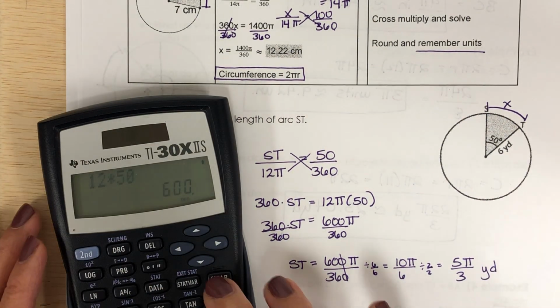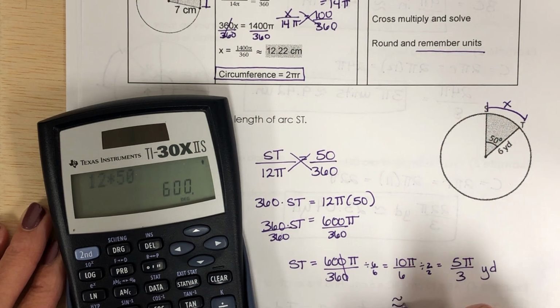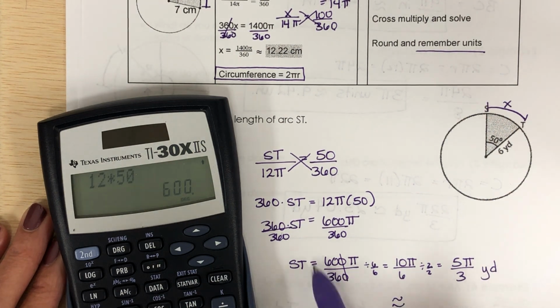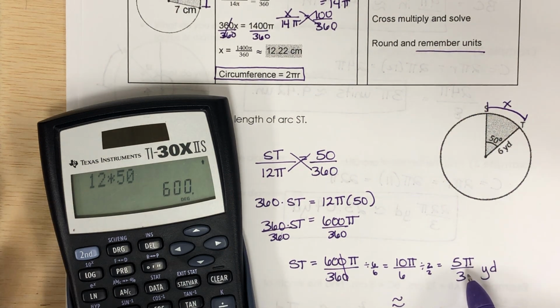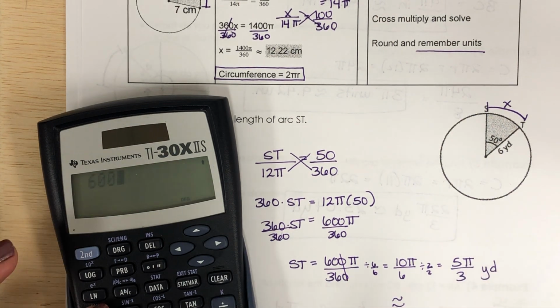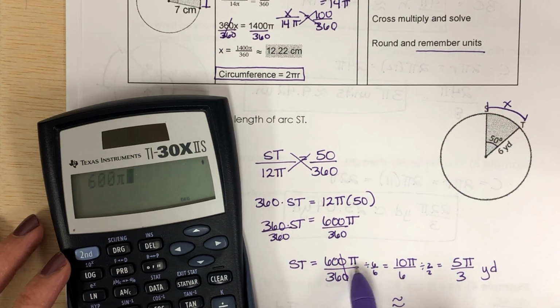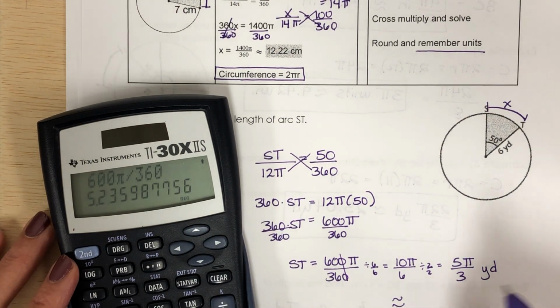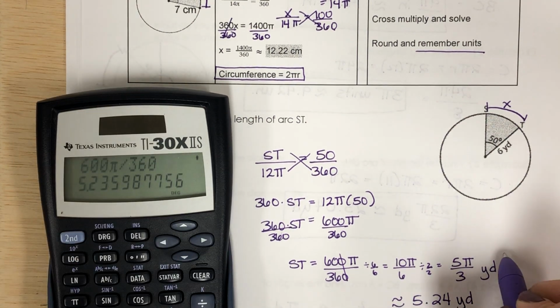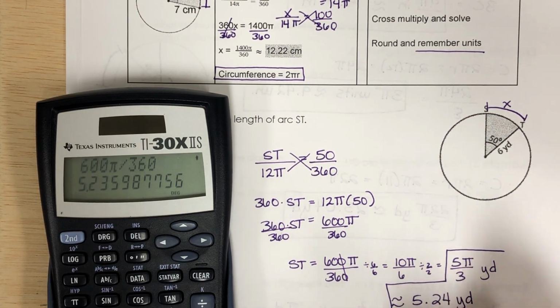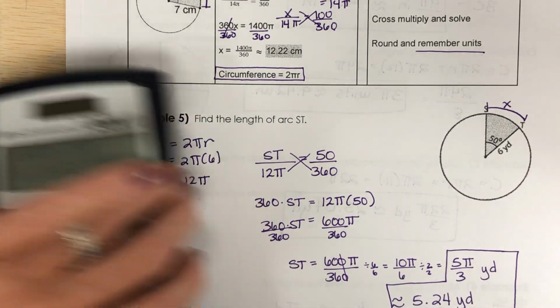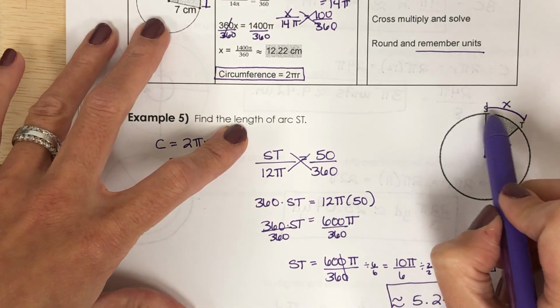And then if I just wanted to give my approximate value, I'm going to use my original amount, because that way if I made a really dumb mistake in simplifying, I'm not using my mistaken value, I'm using my original value. So that's a good rule of thumb. So 600 pi divided by 360 is approximately 5.24 yards. So there is the length of arc ST.